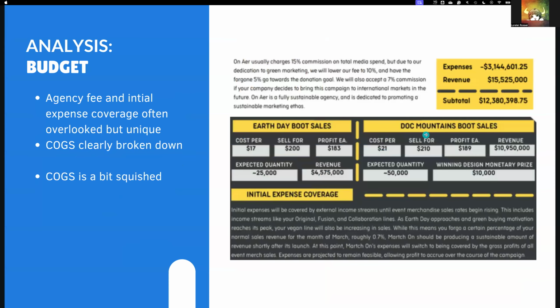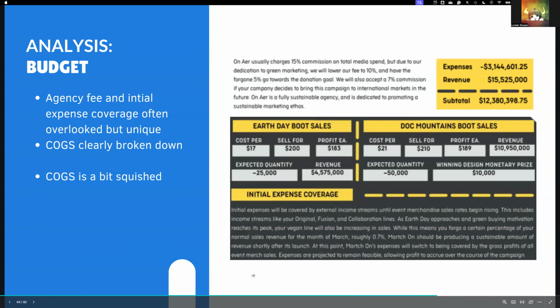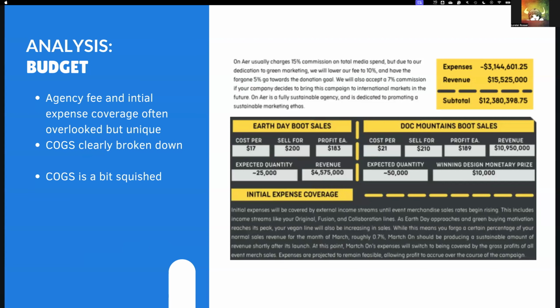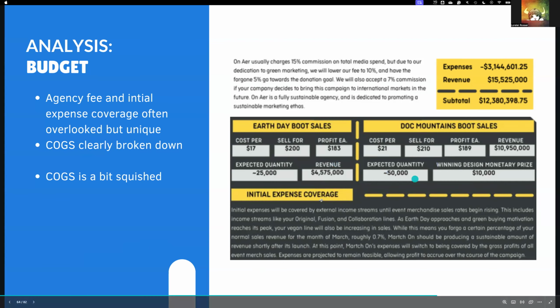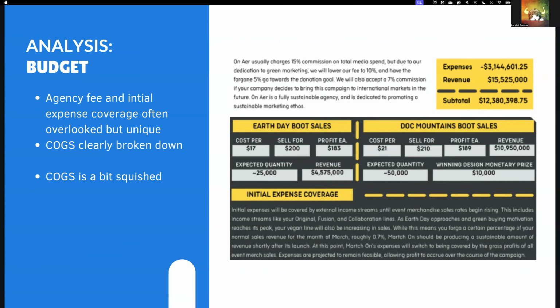Moving on to the second page. Having a unique part of your budget is a really great way to earn points, both overall and in the budget category. Specifically, looking at an agency fee and initial expense coverage. They are often overlooked, but they are so helpful, especially if you're doing an IMC. Though honestly, initial expense coverage should be on every single paper, in my opinion. Agency fees are on total spend. That's advertising, that's anytime you have to pay money to promote yourself.